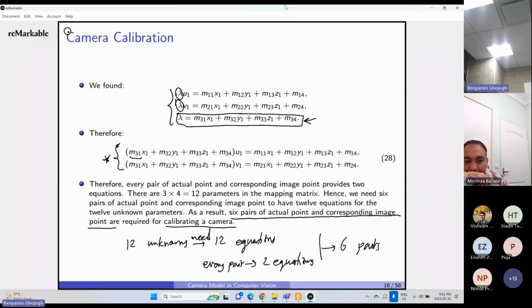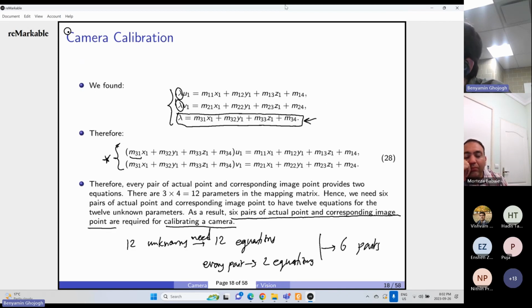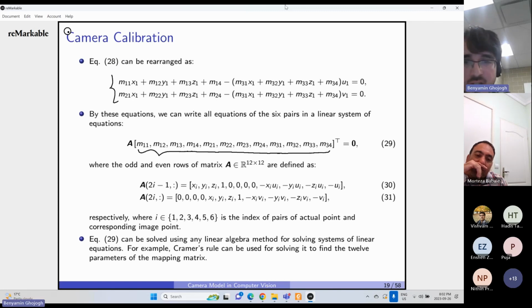So we have these equations. By the way, let's rearrange these two equations. If I bring these to the other side, then I will get these two equations. Now, do you agree that I can have a system of linear equations? So my unknowns are all of these, a column vector M11 to M34, and I have a matrix of coefficients, and all of the coefficients in this matrix are known.